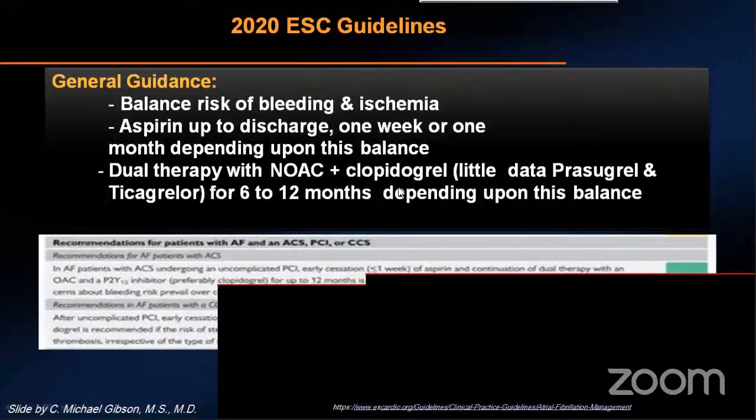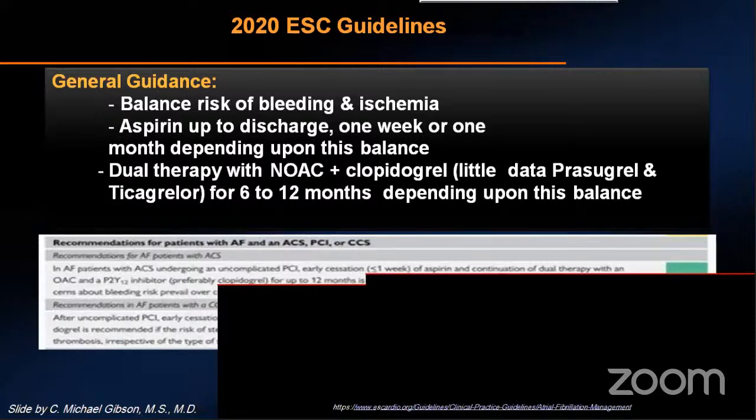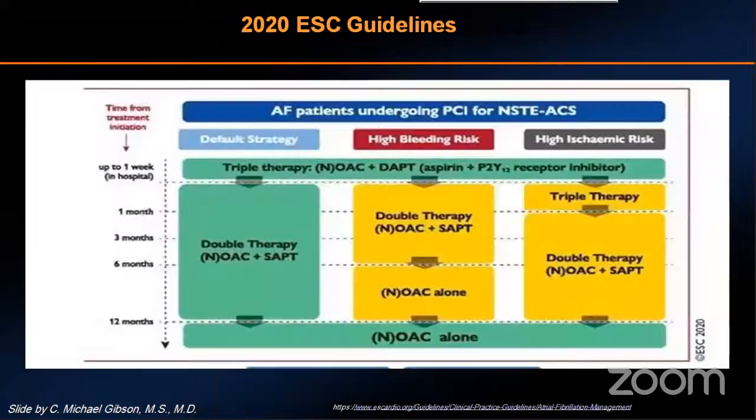We'll talk about the European Society of Cardiology guidelines published in 2020. The general guidance talks about balancing the risk of bleeding and ischemia: aspirin up to discharge, 1 week or 1 month, depending upon this balance; dual therapy with NOAC plus clopidogrel, with little data about prasugrel and ticagrelor, for 6 to 12 months, depending upon this balance.